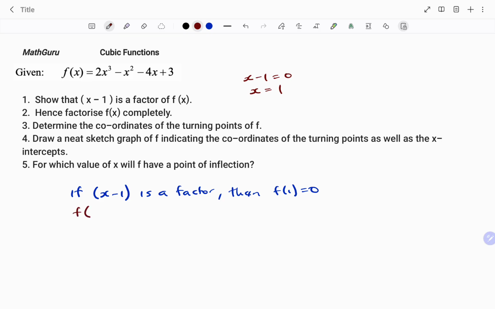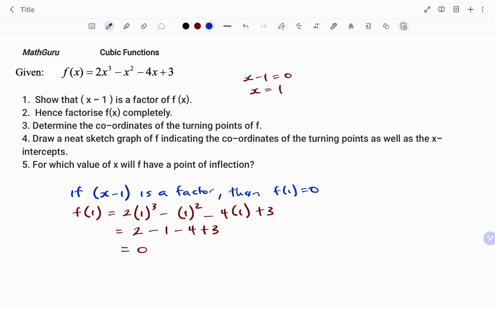I'm going to say f of 1 is equal to, every occurrence of x I replace with 1. I'm using the cubic function stated in the question. So I have 2 times 1 all cubed minus 1 squared, I'm going to put that in a bracket, minus 4 times 1 plus 3. That will give us 1 cubed is 1, 1 times 2 is 2, minus 1 squared is 1, minus 4 times 1 is 4, plus 3. And if you check this out, this is going to give us 0.